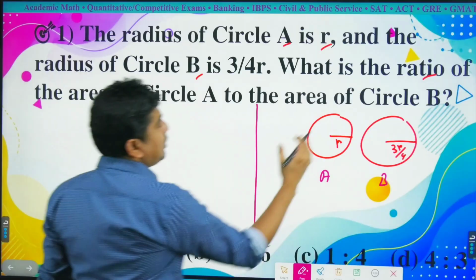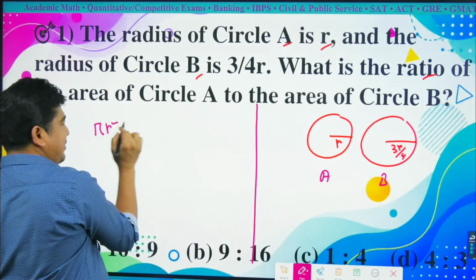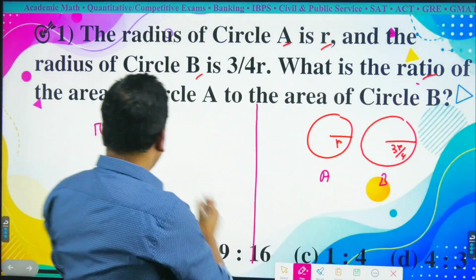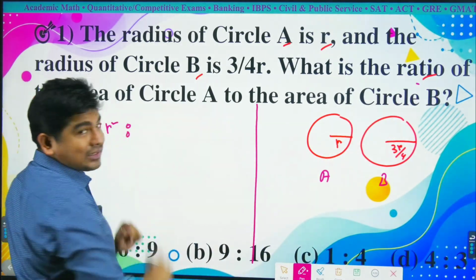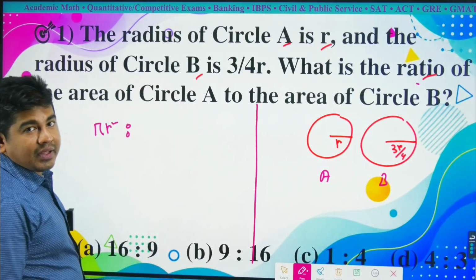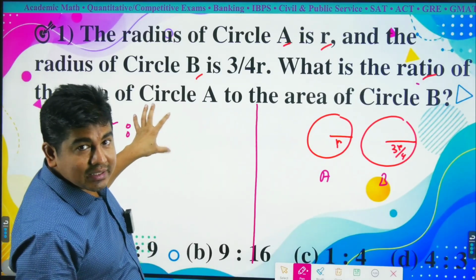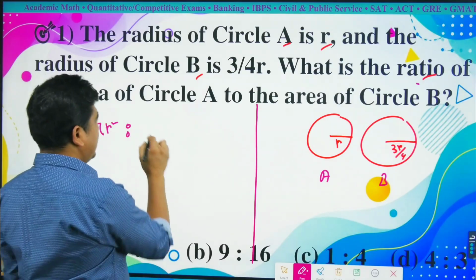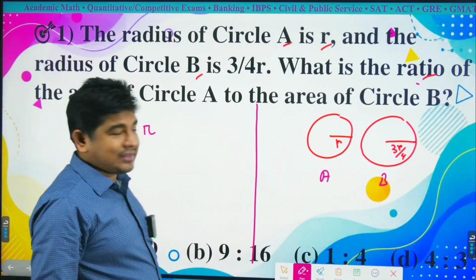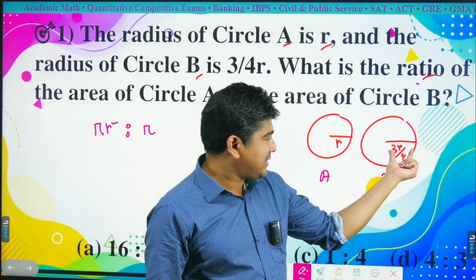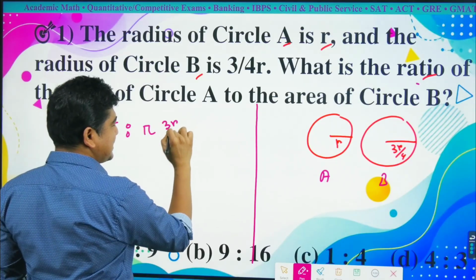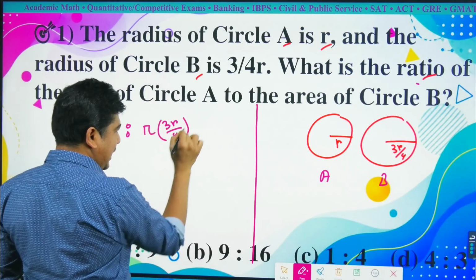In the same way, the area of the second circle. We have to find out the ratio, the first circle to the second circle. Ratio means is to. The area of the second circle is pi r square, the same theory. Here r is the radius and the value of the radius equals 3R by 4. So instead of r we will write 3R by 4, pi r square.